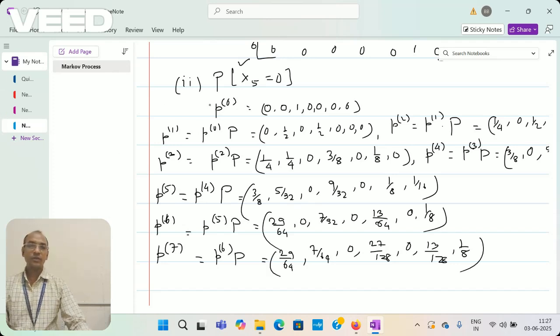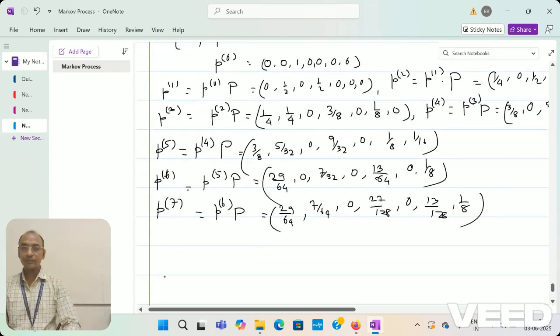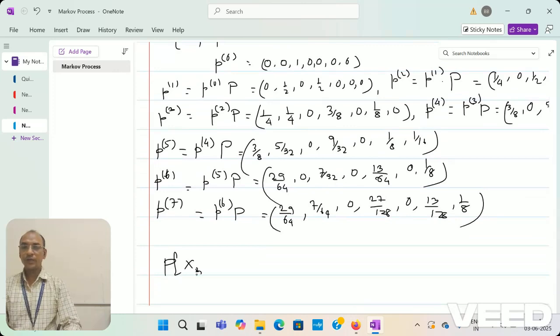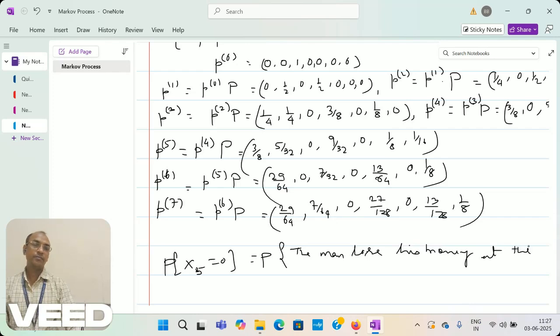So next, what I want to find is probability x5 equal to 0, and that is nothing but the probability the man will lose his money at the end of fifth play.